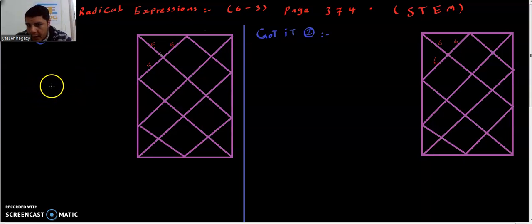Good evening, grade 9. Please open your book to page 374, chapter 6, lesson 3, binomial radical expressions. In problem number 2, in the stained glass window design, the side of each small square is 5 inches. So we have 5, 5, 5. Find the perimeter of the window to the nearest tenth of an inch.